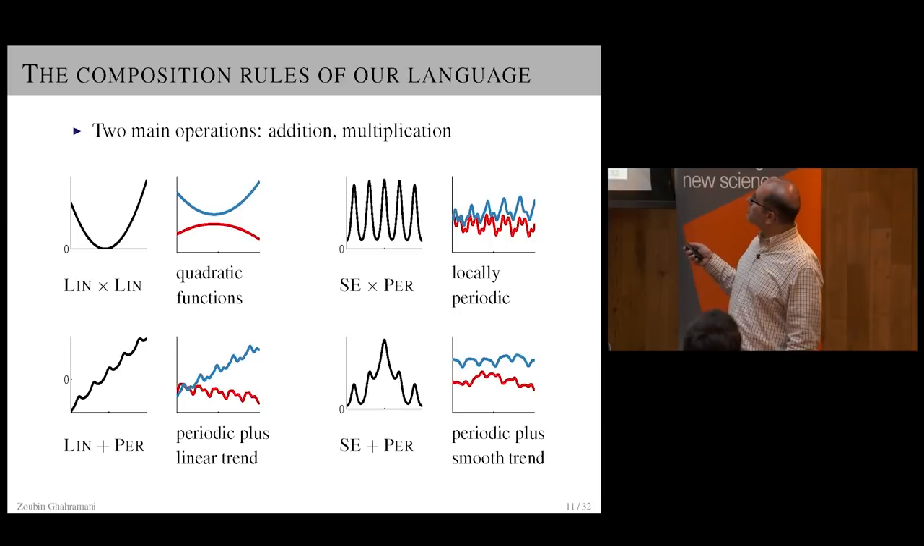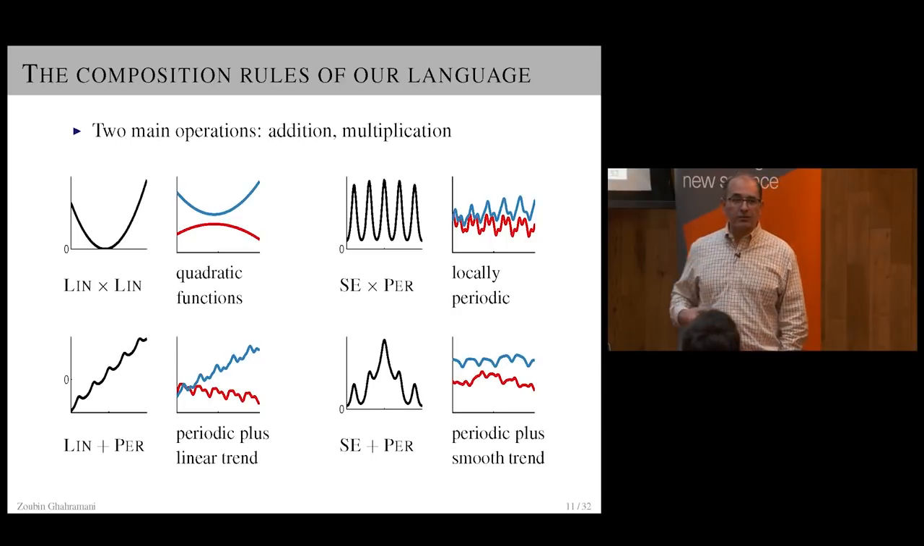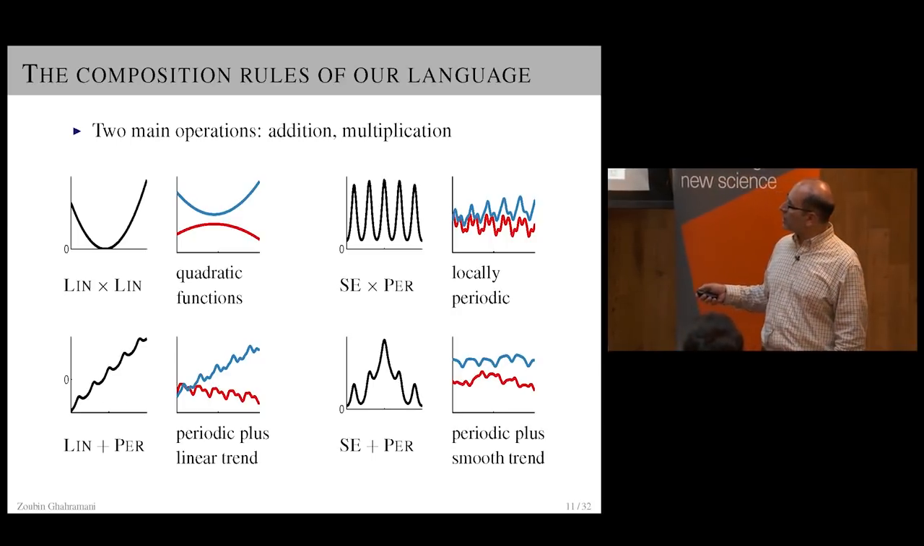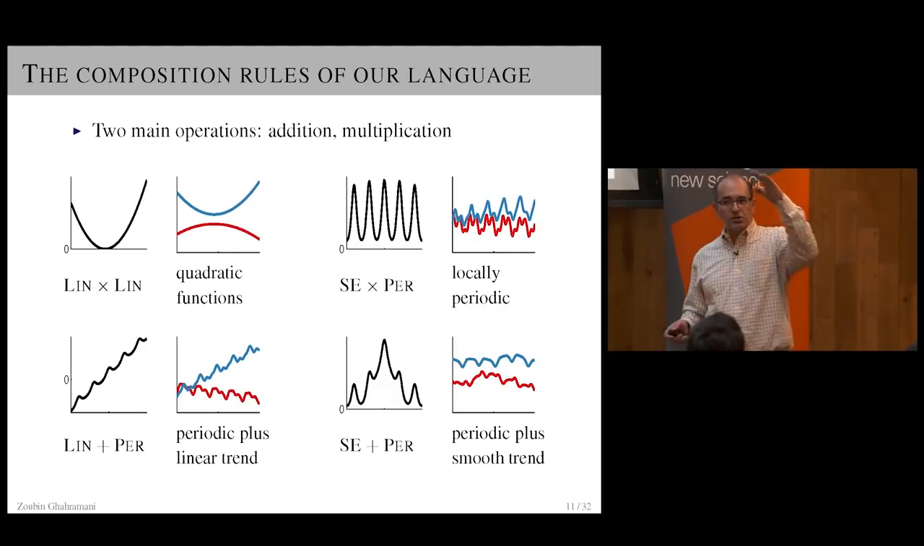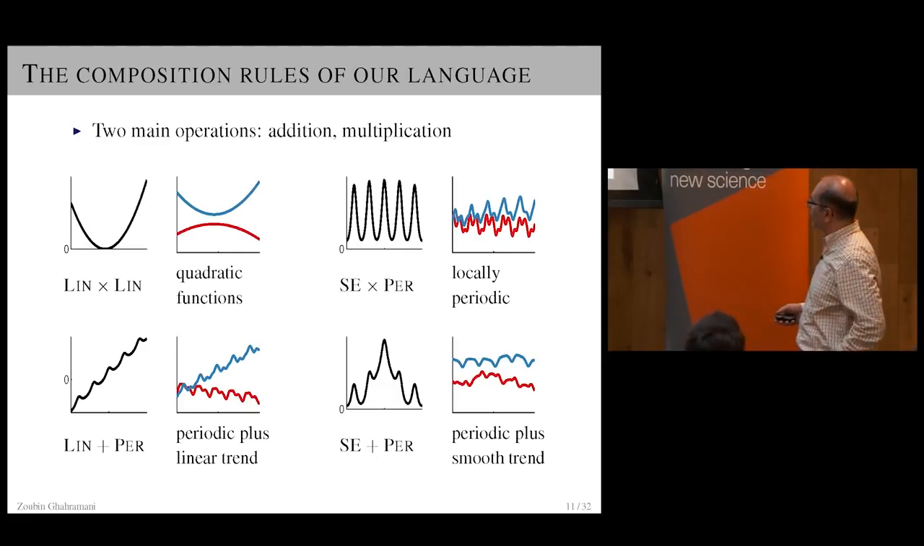Squared exponential times periodic gives me locally periodic functions. Linear plus periodic gives me periodic plus some trend. So functions that look like this. They have some linear trend and some periodicity on top of that, etc.